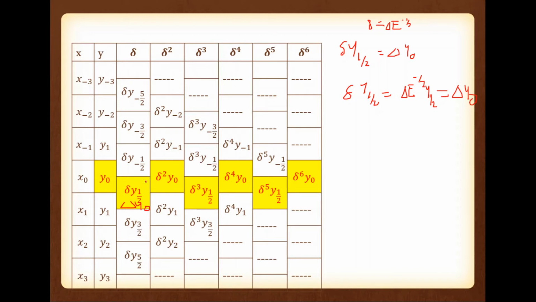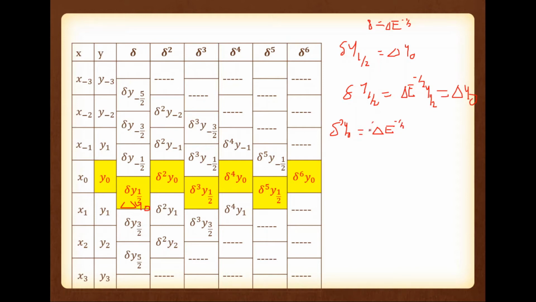Now what about theta square y0? Before that, if this is delta y0, this term will become delta y1, delta y2. This is delta y minus 1, delta y minus 2, delta y minus 3. Like that way, these terms will become. Now what about theta square y0? Theta square y0 is equal to, what is theta? Theta is equal to delta e raised to minus 1/2.